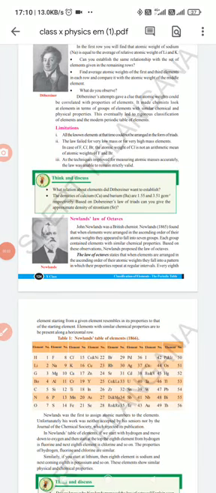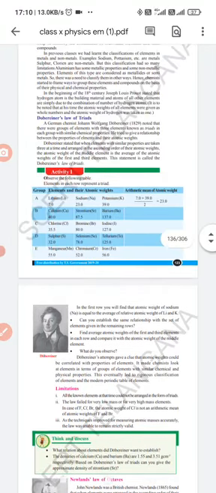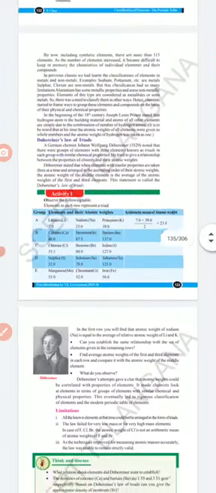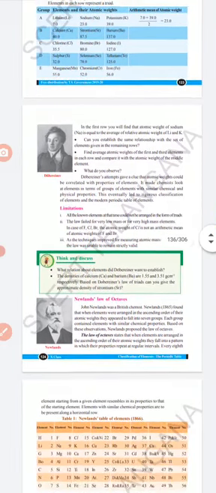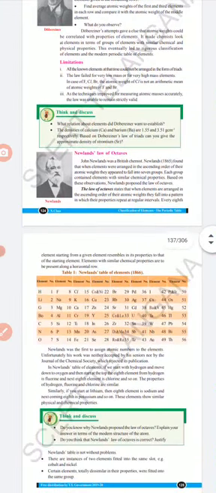Hi all. In the previous video we learned about activity 1, in which we learned about Dobereiner's law of triads and its limitations. Now we are going to learn about Newlands' law of octaves. Newlands is the name of the chemist, and he named his law octaves because oct means 8.